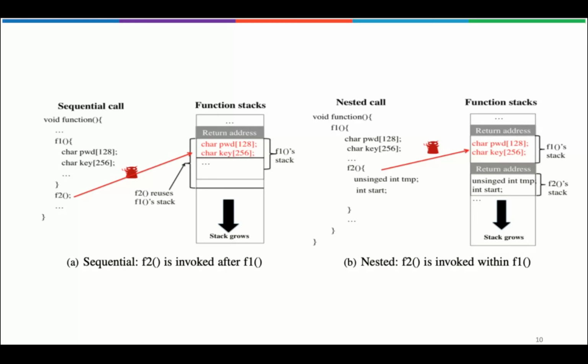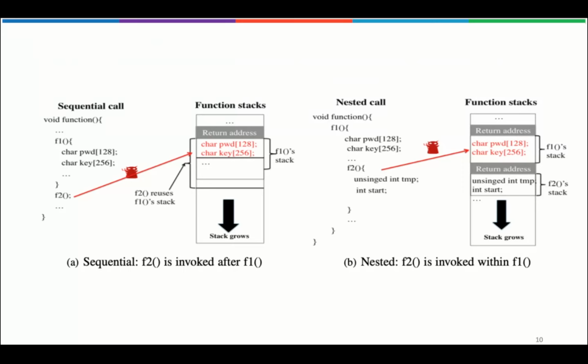Okay, so there is a password, which is a 128-byte array, and then there is a key, which is a 256-byte array. Just to give an example. Now F2 is invoked right after that.